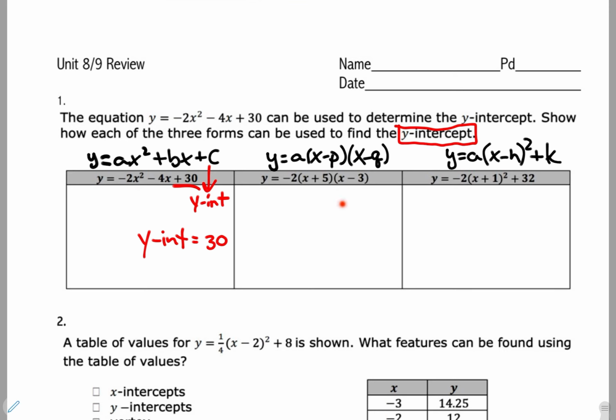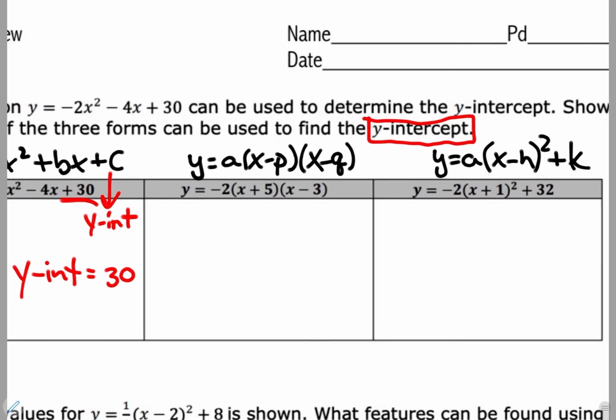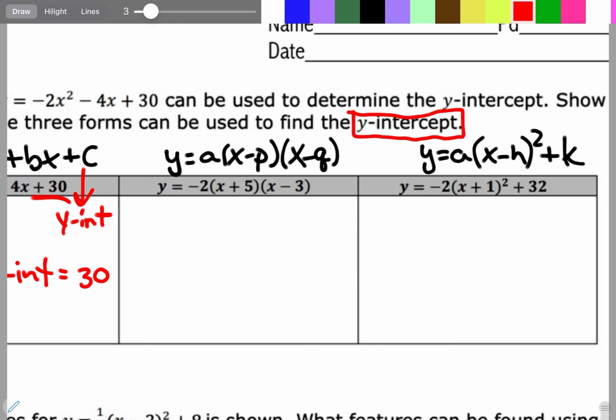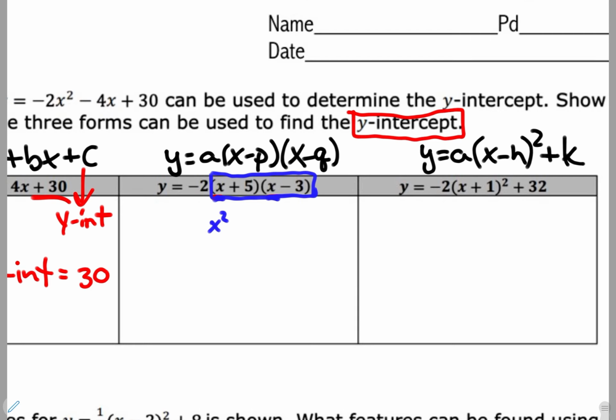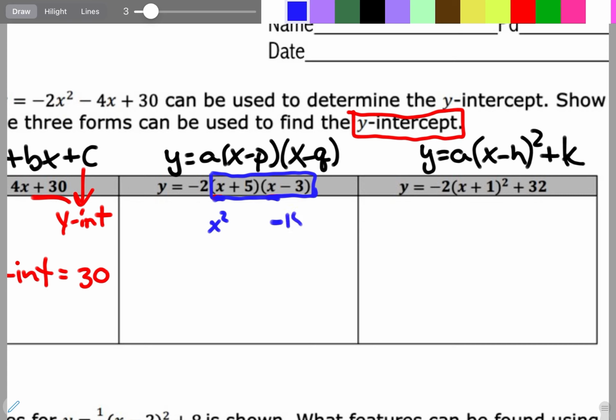Now, in factored form, you don't have a c. You got a, p, and q. So what you're going to have to do is multiply these two together and then distribute a in order to find your c value. So let's give it a shot. First thing we'll do is multiply x times x, because we're focused on just this piece right here. We got x times x, which is x squared, and then on the back end you got 5 times negative 3, which is negative 15.